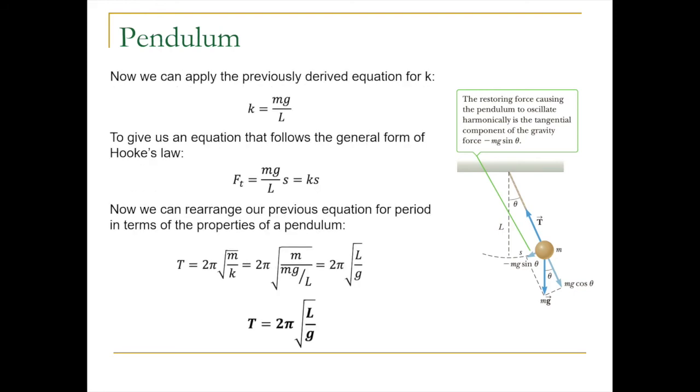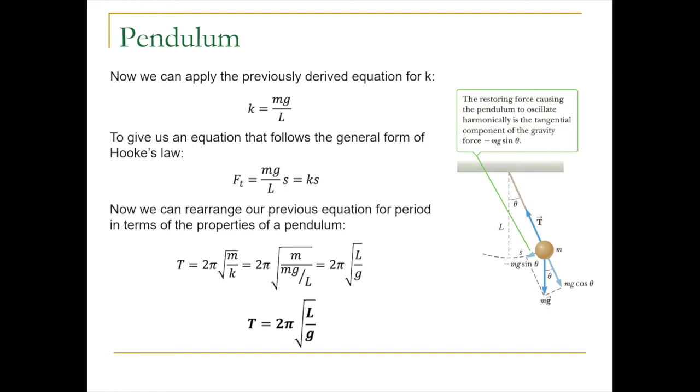Well, we've already determined that K was equal to mg over L in a previous example. And if we substitute this into our tangential force, we get the equation of Ft is equal to Ks, where S is the displacement distance away from the equilibrium point and K is the spring constant. So wouldn't you know it, now we have a restoring force that looks exactly like Hooke's law.